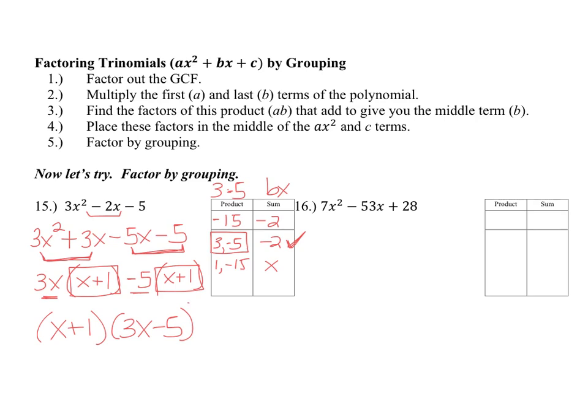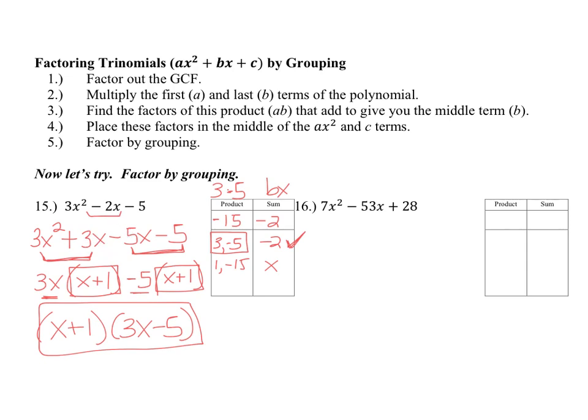And if you wanted to check it, you would go through the FOIL process, right? So in our heads, let's just say x times 3x is 3x squared, right? If I do x times negative 5, well, that gives me negative 5x, which is here, right? Then 1 times 3x, well, that's 3x. And then 1 times negative 5, well, that's negative 5. And then your middle terms would combine to give me negative 2x.